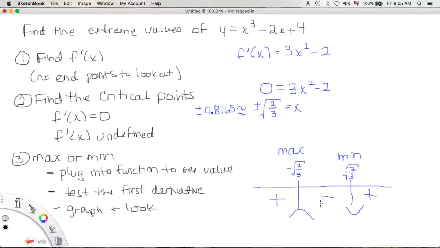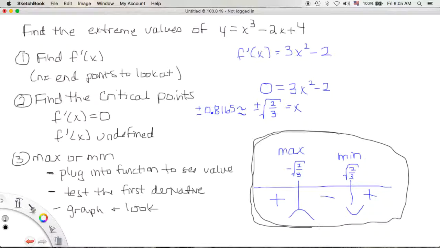You can graph it on your calculator. But you definitely need to know how to do this first derivative test. It's really important. So we look at the signs and what that tells us about how the function's moving. This positive means the function is increasing, it's getting bigger. And this means the function is decreasing when the derivative is negative. So find those critical points, test them to see if they are extreme values.